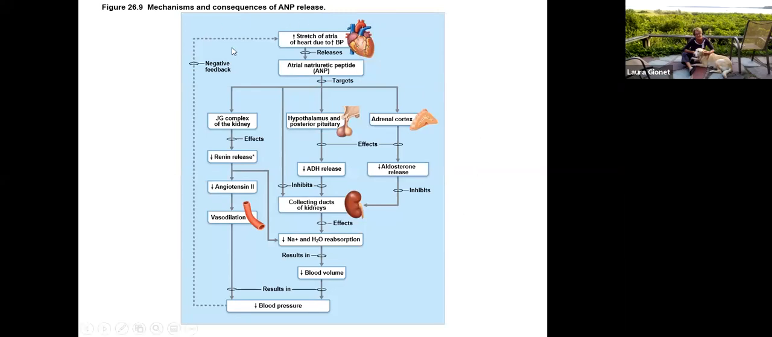All right, so this is the mechanism and the consequences of ANP. So you can, again, look through that. We looked at that in the endocrine system. I believe it was that, and the blood vessels.